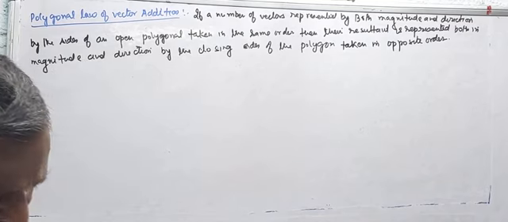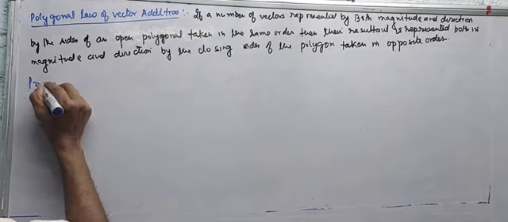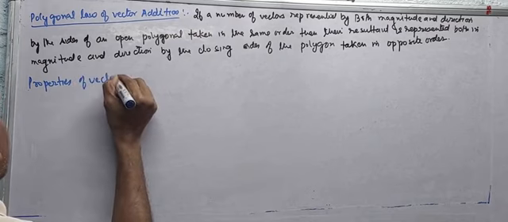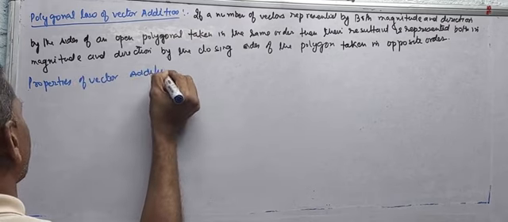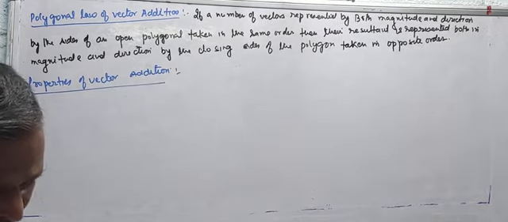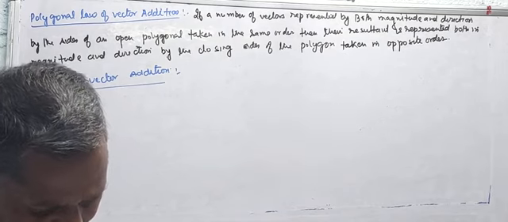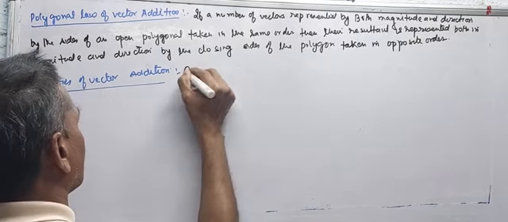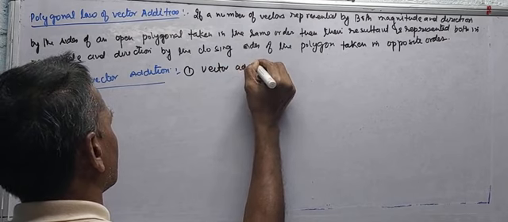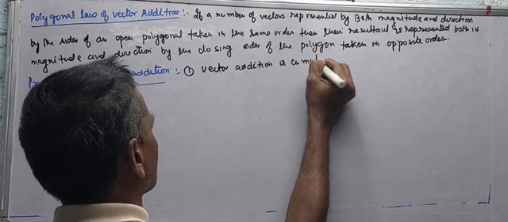Properties of vector addition. Vector addition is commutative.